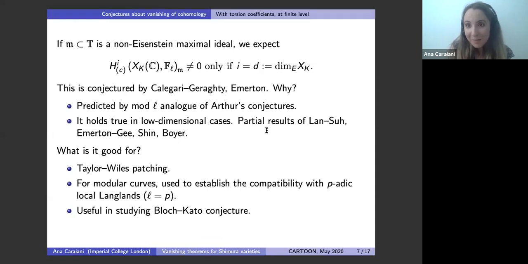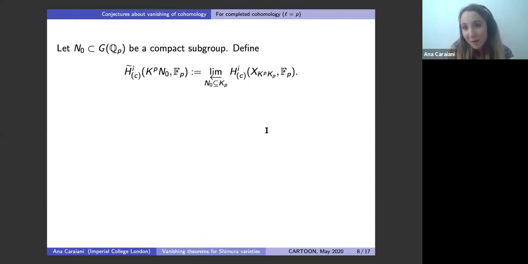Then I also want to mention a different kind of vanishing result, which is not vanishing for cohomology at finite level, but rather vanishing for completed cohomology. And I want to define a slightly more general version of completed cohomology than maybe what you're used to. So the idea is to look at the cohomology of your Shimura variety. And here, of course, I should have taken the underlying complex manifold. But so you want to take the cohomology of the Shimura variety with mod l coefficients.